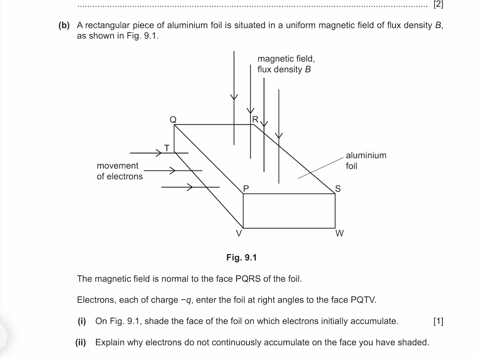For this, we can use the right-hand rule to determine the direction of the force on the electrons. Take your right hand and point your fingers downwards with the magnetic field. Your thumb then points in the direction of positive charge movement. So because we have negative, your thumb will point in the opposite direction to the movement of the electrons. Doing this, your palm is going to point towards the surface PSVW.